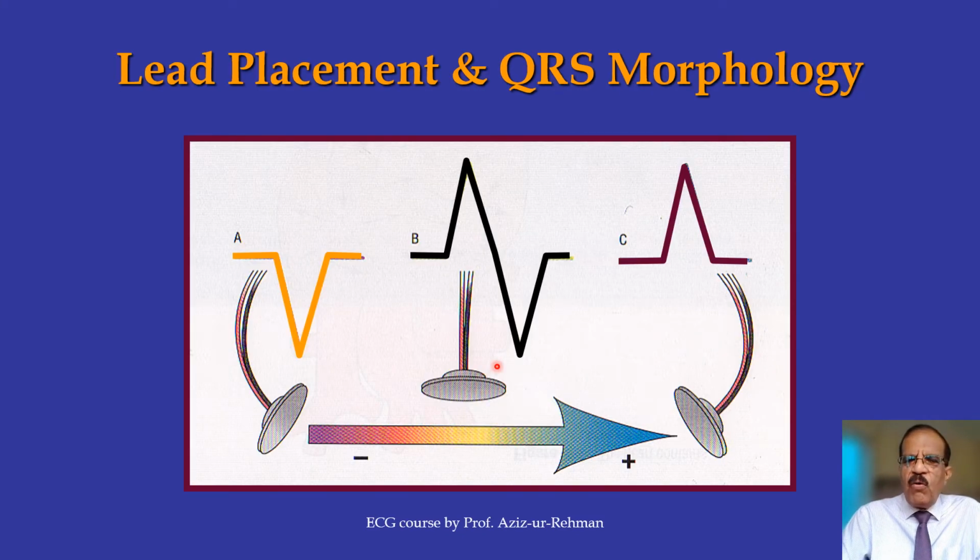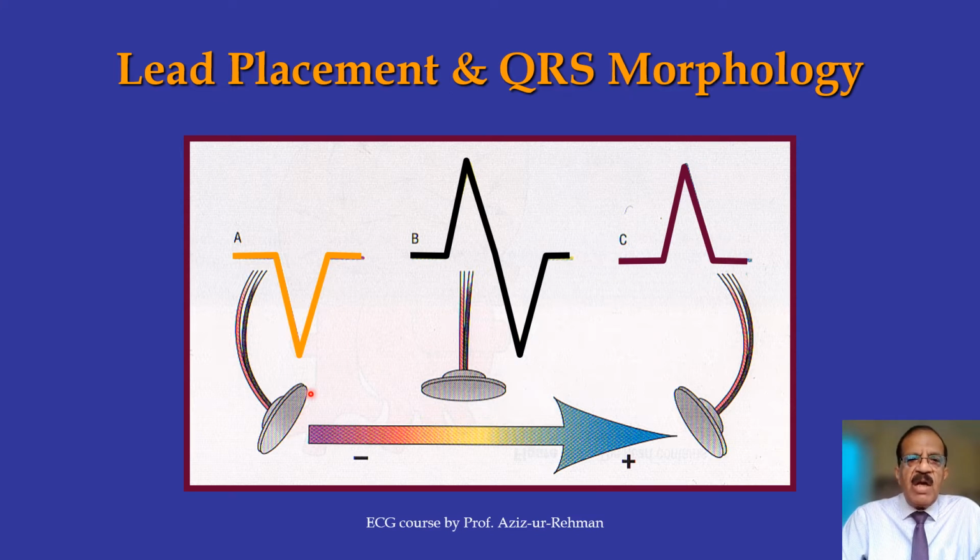I think before we go further, we have to understand this concept. By convention, current flows from the negative to the positive terminal. Imagine lead 1 placed like this, with the positive terminal on the left side and the negative terminal here. If current flows in this direction, the electrode placed close to the positive terminal would record this ECG wave as a positive deflection.